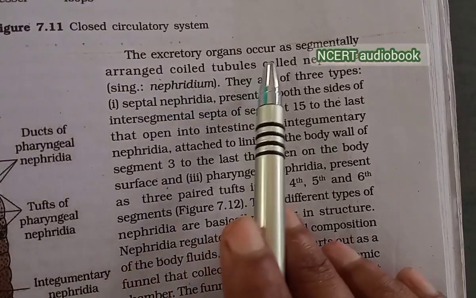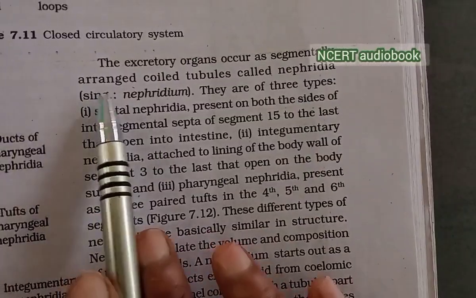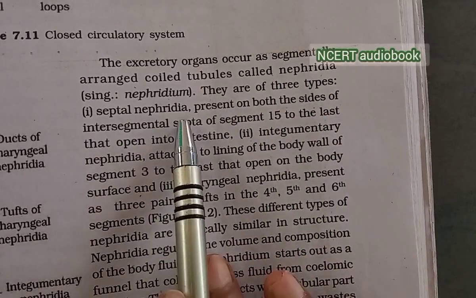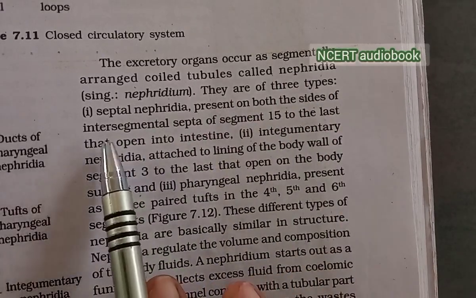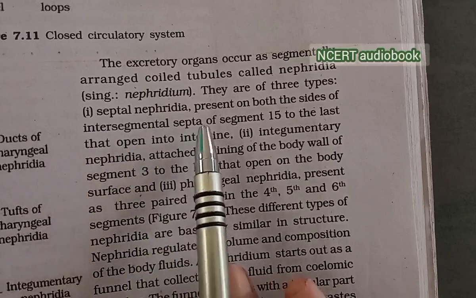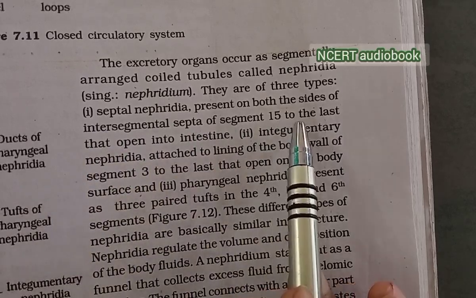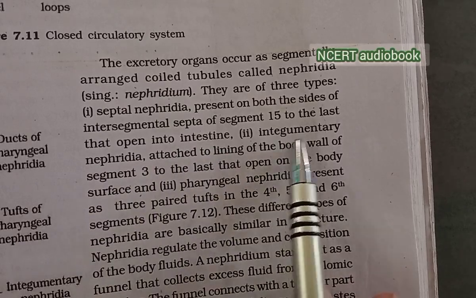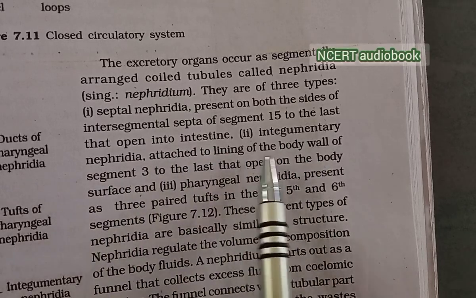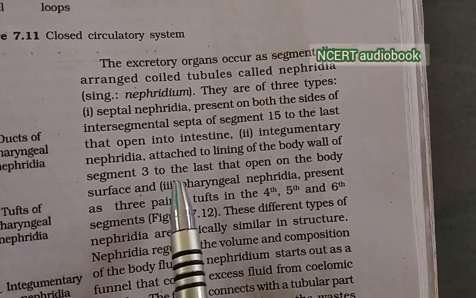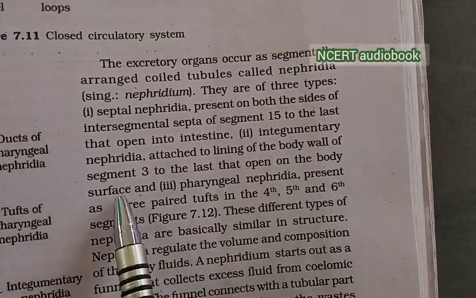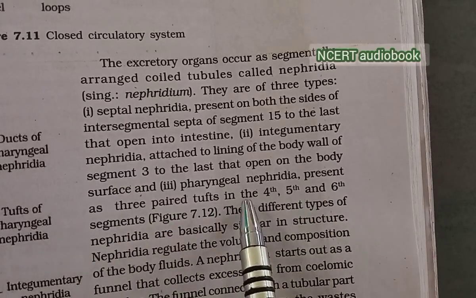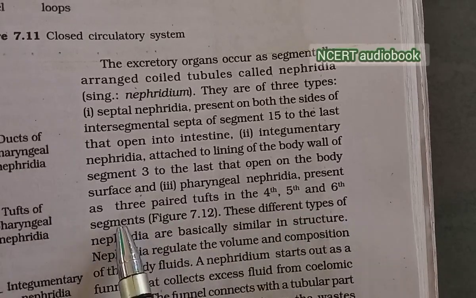The excretory organs are segmentally arranged coiled tubules called nephridia. They are of three types. Septal nephridia are present on both sides of the intersegmental septa from segment 15 to the last, and open into the intestine. Integumentary nephridia are attached to the lining of the body wall from segment 3 to the last and open on the body surface. Pharyngeal nephridia are present as three paired tufts in the fourth, fifth, and sixth segments.